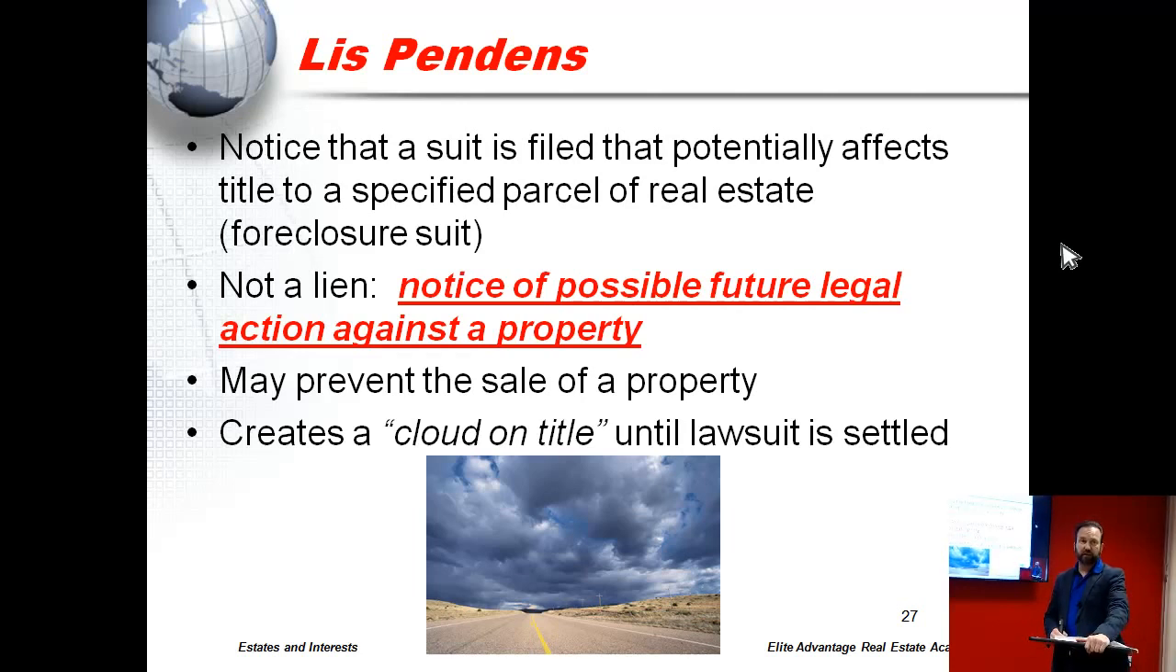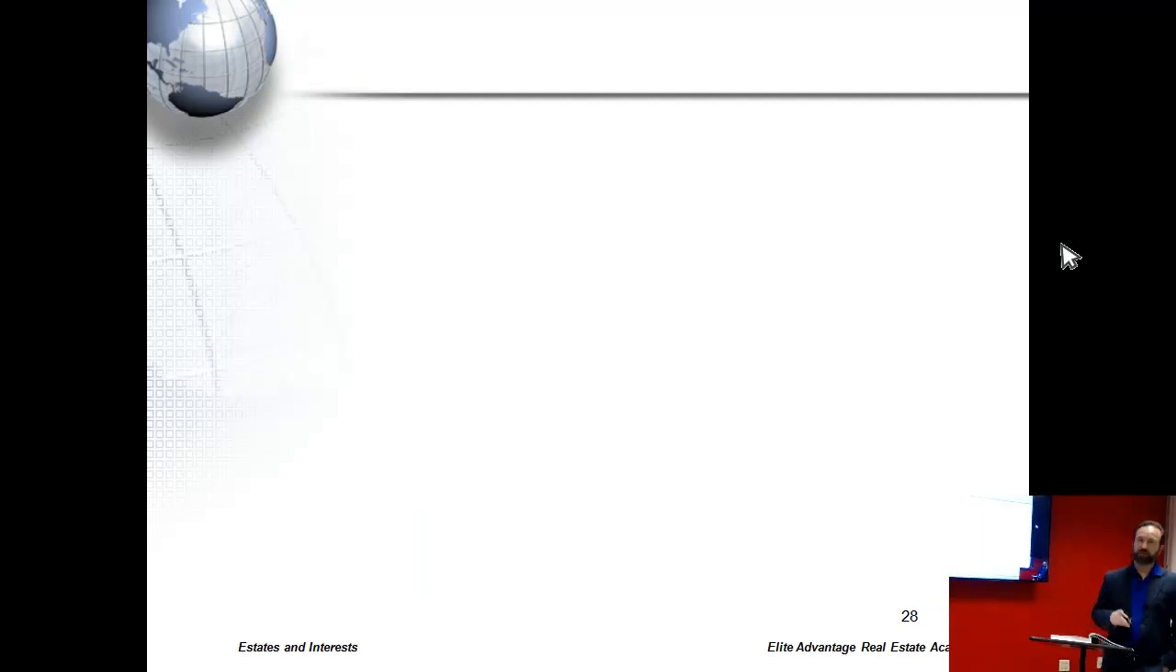Now, a little sidebar, I think it's an opportunity for agents to get some business that way. You can get that information from websites, or you can go to the county courthouse and pull the lis pendens file every month and see who's been filed on and try to reach out to them. So it's an opportunity for business, should somebody decide to go that direction. But it is not a lien, it is a notice of possible future legal action against the property. It's a cloud on the title until the lawsuit is settled. So if you have a lis pendens that's filed and you're going to closing, that has to be removed in order for it to go forward.